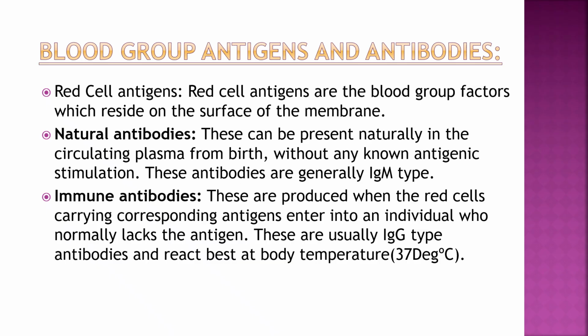So what is blood group? They are red cell antigens. So the antigens present on red cells give the blood group characteristics. The opposite of that are the antibodies present in serum. They are called natural antibodies, and immune antibodies are produced when an antigen that is not present in blood is introduced into the blood, then it produces antibodies. They are called immune antibodies.